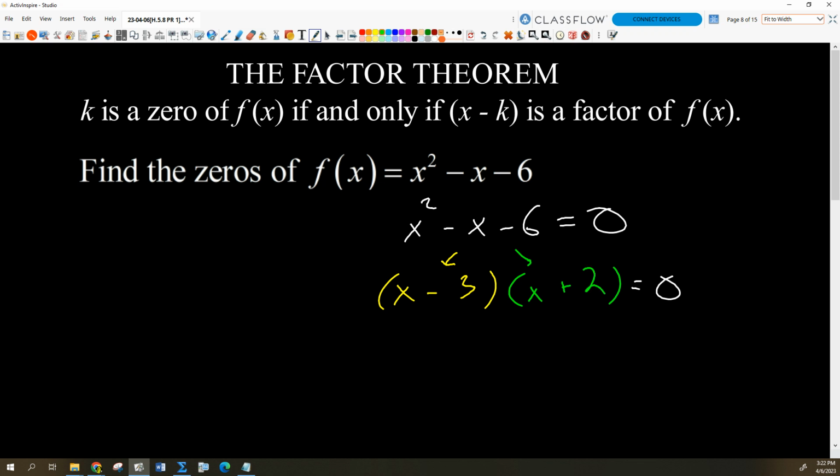plus 2. Well, we always called this the zero product property, but the zero product property is really just a corollary of the factor theorem, right? If these are factors of the function, then what are the zeros going to be? 3 and -2. You guys have been doing that forever, right? So you already know the factor theorem. You've been applying it forever.